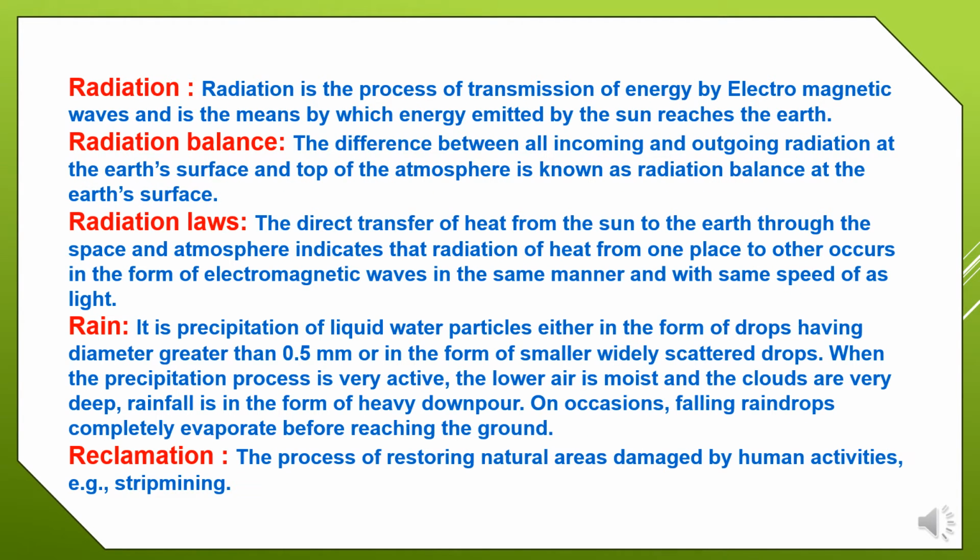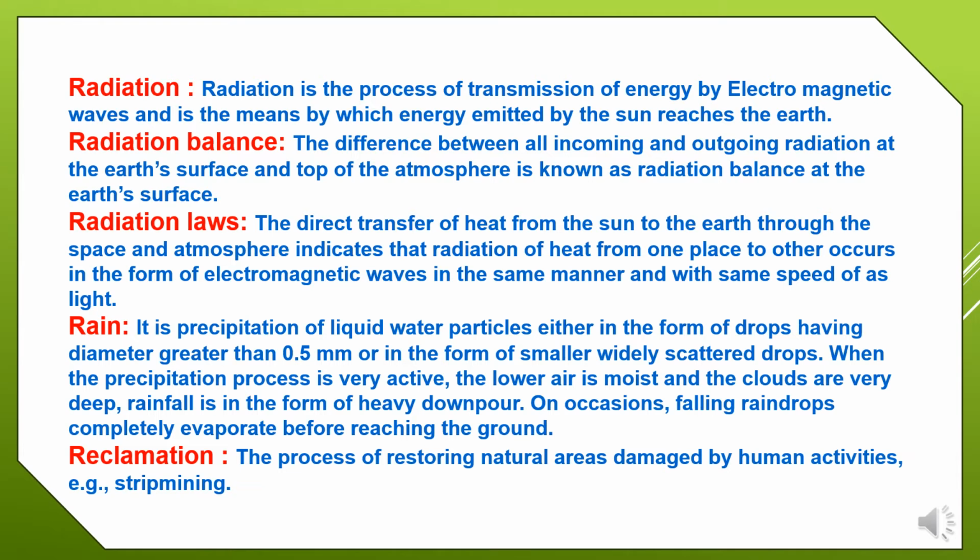Radiation. Radiation is the process of transmission of energy by electromagnetic waves and is the means by which energy emitted by the sun reaches the earth. Radiation balance. The difference between all incoming and outgoing radiation at the earth's surface and top of the atmosphere is known as radiation balance at the earth's surface.